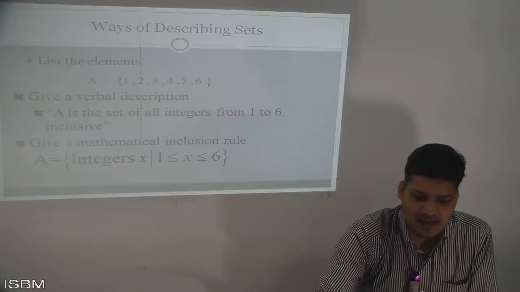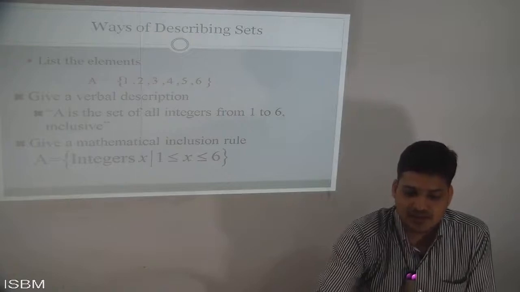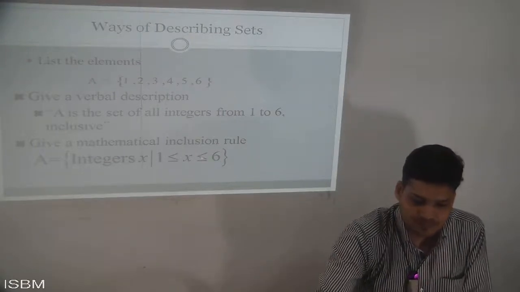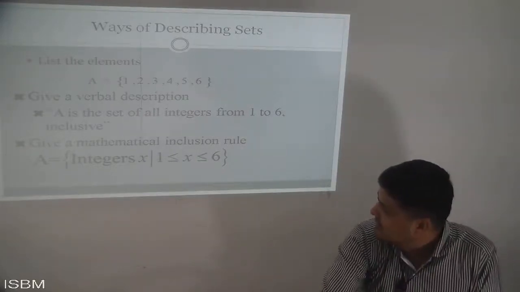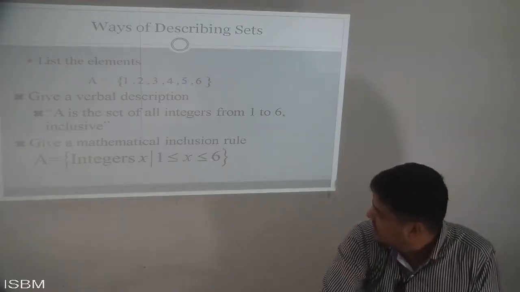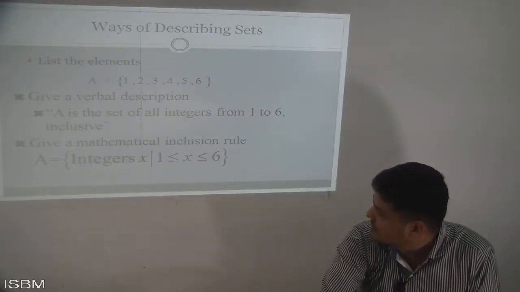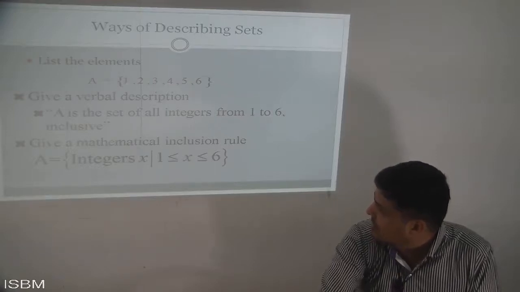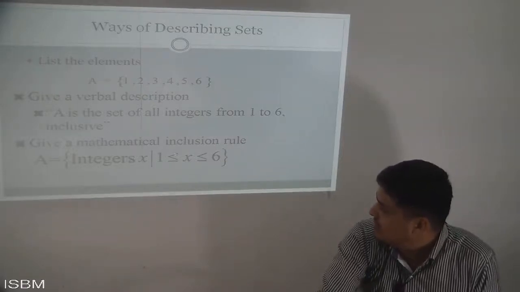So we can see that A is equal to integer x, where x belongs to 1 to 6, which is x greater than or equal to 1 and x less than or equal to 6. This is the sign of less than or equal to. Here I can see that x's minimum number is 1 and maximum is 6, so x is the value from 1 to 6.